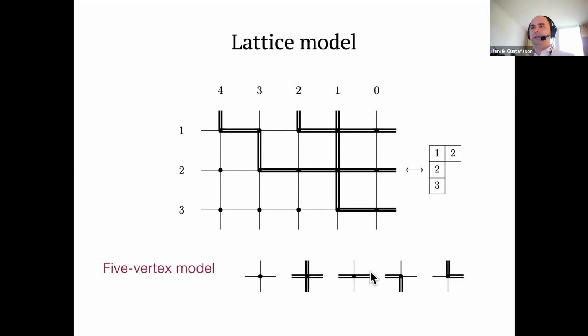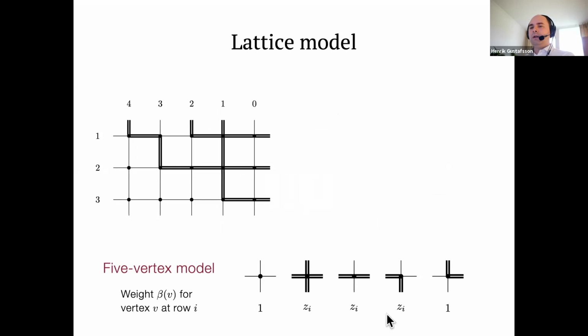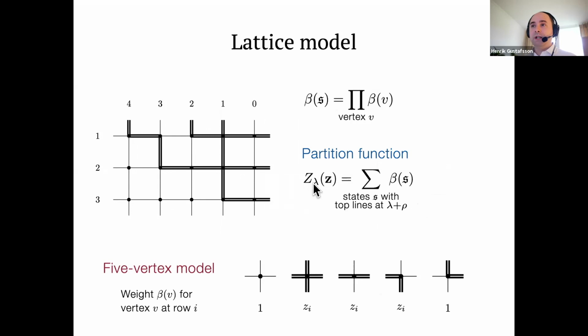So let me define what I mean by that. First, we assign weights for all these different vertex configurations. At row i, we have z_i, depending on the row number here. Then we assign a weight to the whole state by multiplying over all these vertices. And the partition function for a particular lambda, specifying these top positions for a particular boundary, is the sum over states with these boundaries of this weight for the state.